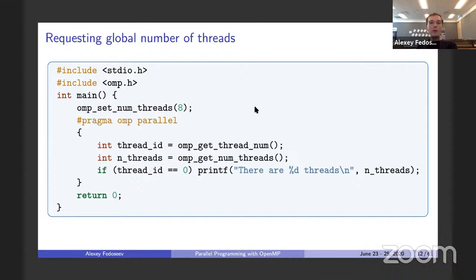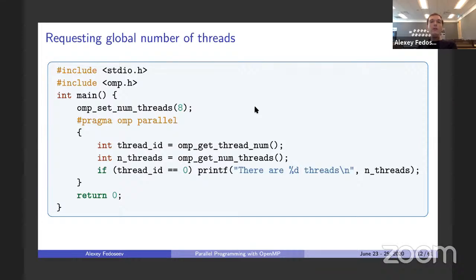Now, how do you ask for a particular number of threads? Well, there are many ways of doing that. One is to ask in your code for a particular number of threads using the function OMP set num threads. So then you specify, let's say, 8 threads, and that will work for all parallel regions after that. All parallel regions that you create after that will be asking for 8 threads. Again, you're not guaranteed to get 8 threads, but most likely you will get 8 threads.